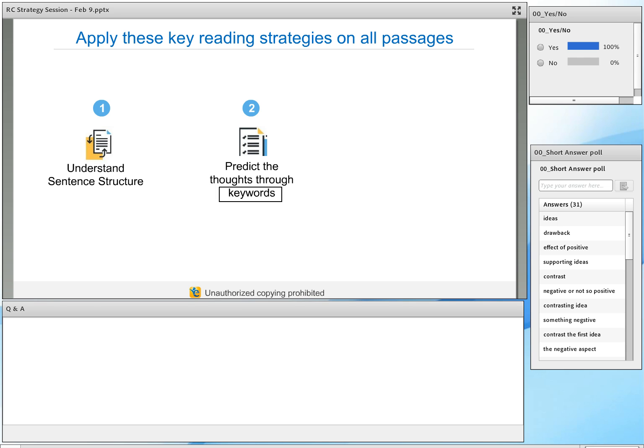And again, a lot of what I'm talking about is how our mind works. Okay. So, good. All right. So that's the beauty of predicting the thoughts through keywords. Now, once you do that, the next thing that you need to do is summarize and predict what's next. And again, you may think that 2 and 3 are almost the same. They are not. Summarize and predict what's next.